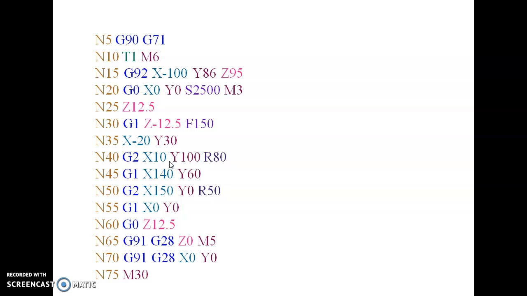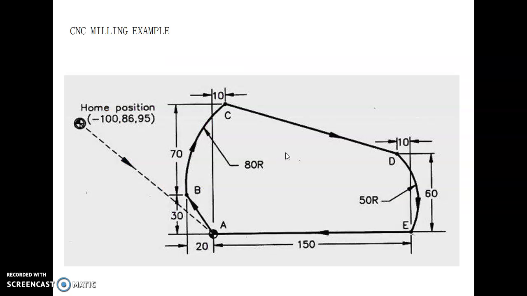And N35 X minus 20 Y30, that is from the A point to the B point, X minus 20 Y30.